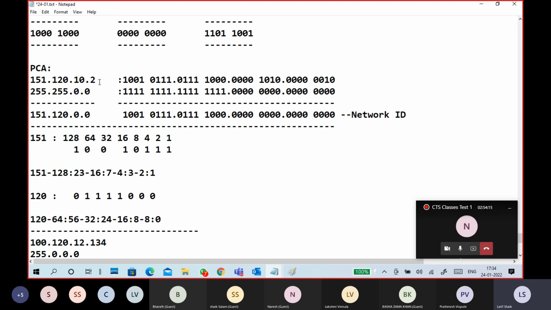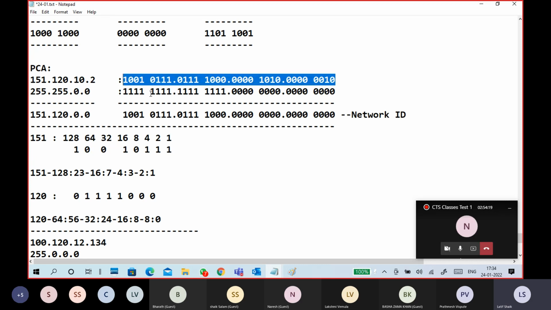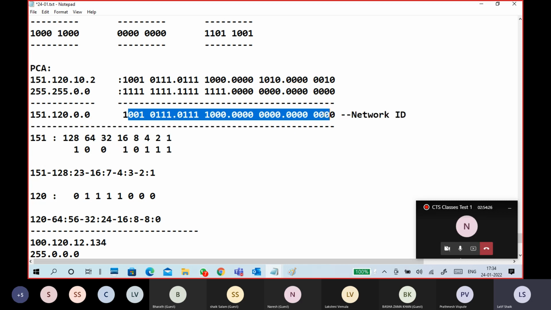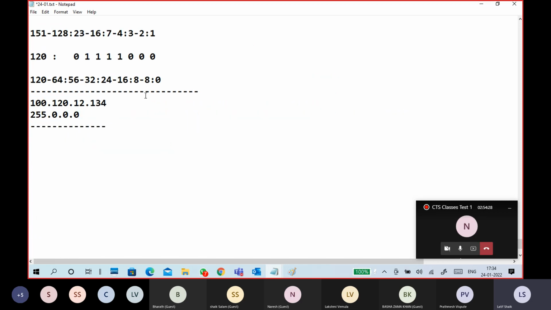As per the methodology I said, you have to convert the entire thing into binary, then do the ANDing operation, and then you will get the network ID. But as per our earlier experience, look at this one: 255 means all ones. Whatever the binary number of it, you do the AND operation with this one. It is like this.